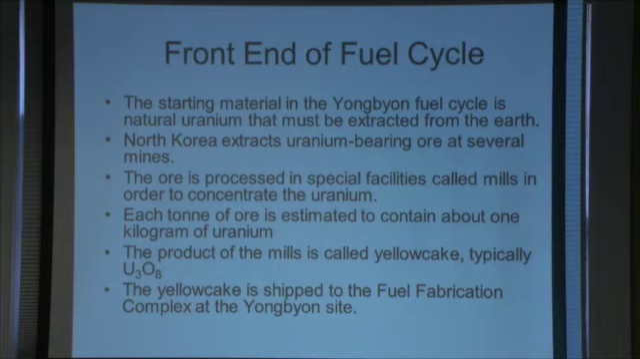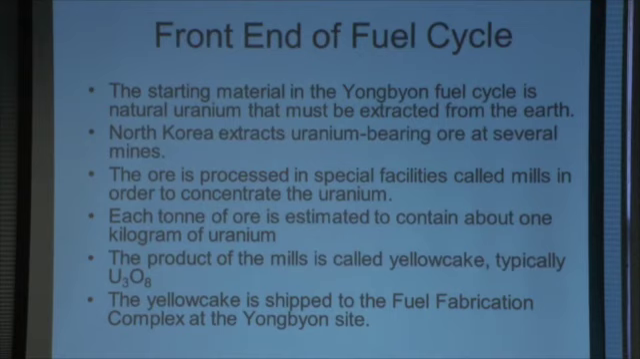Now, let me go to the front part of the fuel cycle, what's typically called the front end. I mentioned earlier that the North Koreans extract uranium from mines. They've had several mines over the years. They have mills to concentrate the uranium, and in this case, each ton of ore is estimated to contain about 1 kilogram of uranium. And again, I've talked about the U3O8.